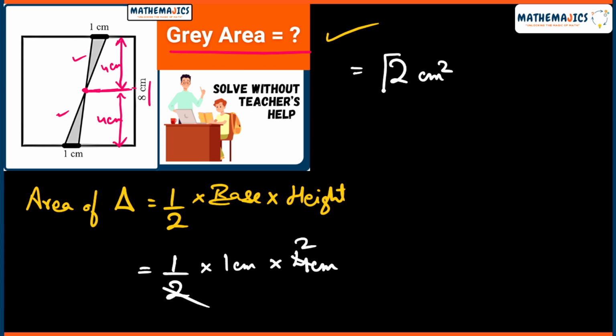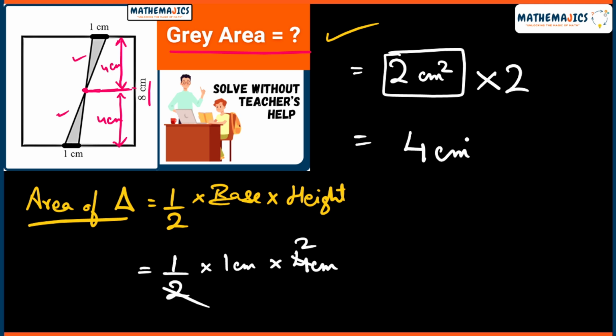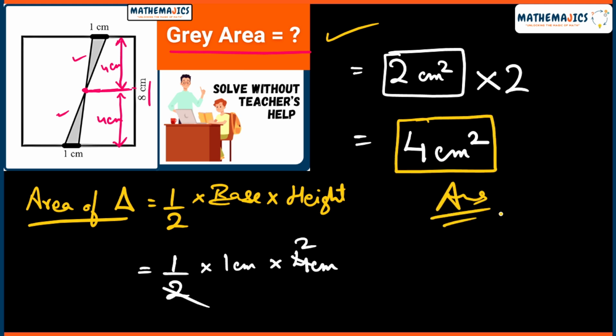Correct? But please understand, this is the area of one of the triangles, not both the triangles. This is area of one triangle, but we have two triangles. So what we will do, we will multiply this with 2 because we have two such triangles. That means our area will be 4 centimeter square. Okay. So the gray area will be 4 centimeter square. This will be our final answer.